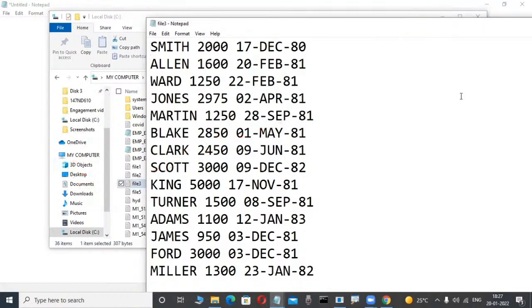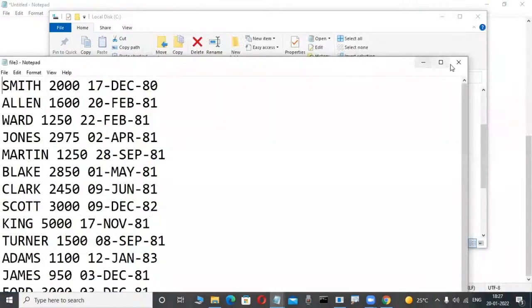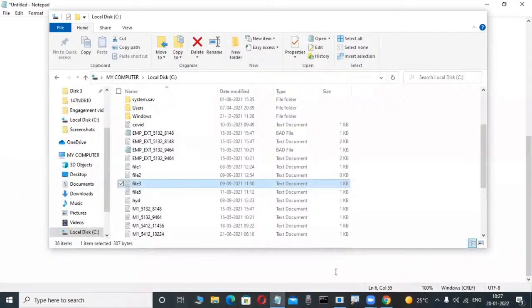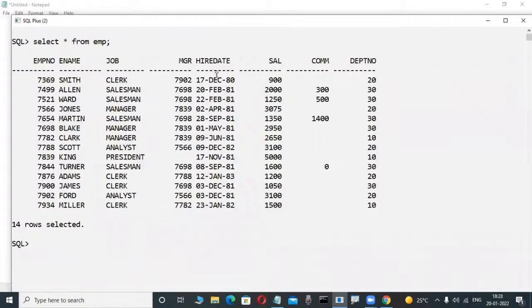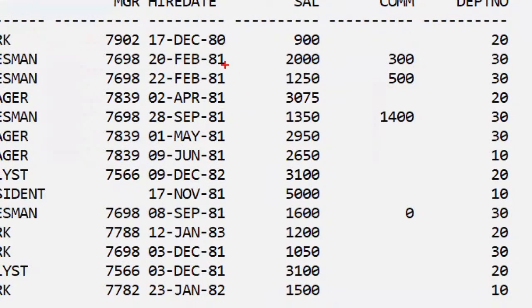But nowadays, database software is available. For example, these are relational database software. Somewhere the data is there. Suppose these are the employees who joined, and I want to display the employees who joined before 1981.